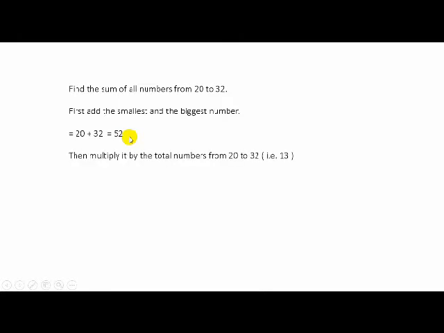Then multiply this 52 by the total numbers. In this case it is 13, and after the product 52 multiplied by 13, you get 676. In the third step, we divide this 676 by 2, and you get the result as 338, and that is the sum of all the numbers from 20 to 32.